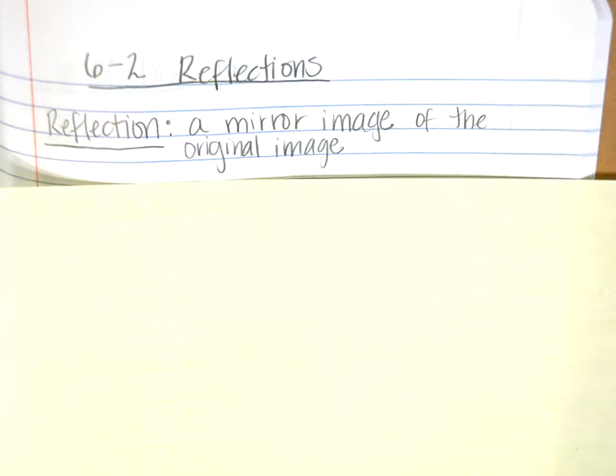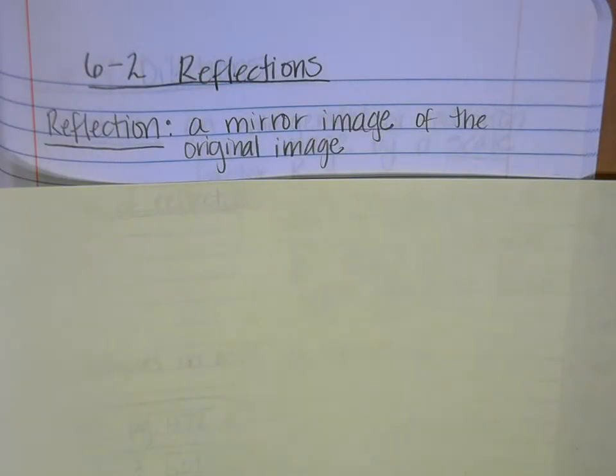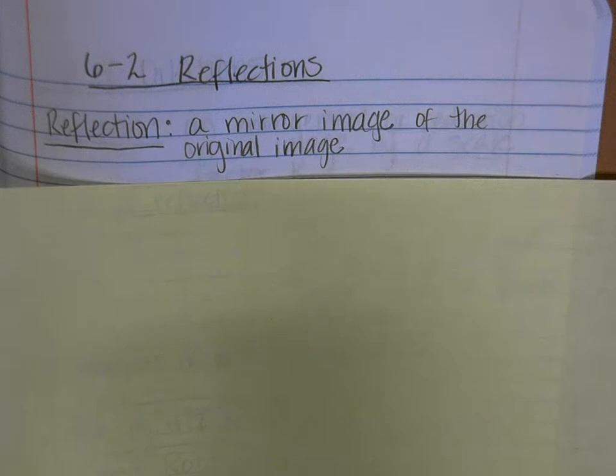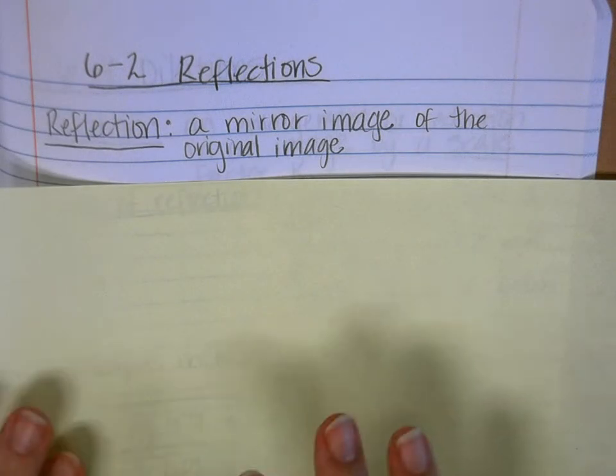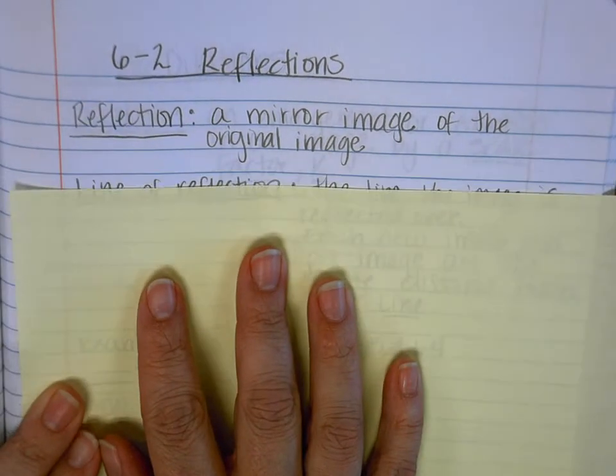So reflections is 6-2. A reflection, which I think Ryan said earlier, is a mirror image, right? Like a mirror. So it's a mirror image of the original image. You'll have another shape, and then you'll make a mirror image of it, and then you'll record the new coordinates, just like when we translated. Okay? So reflection, mirror image.